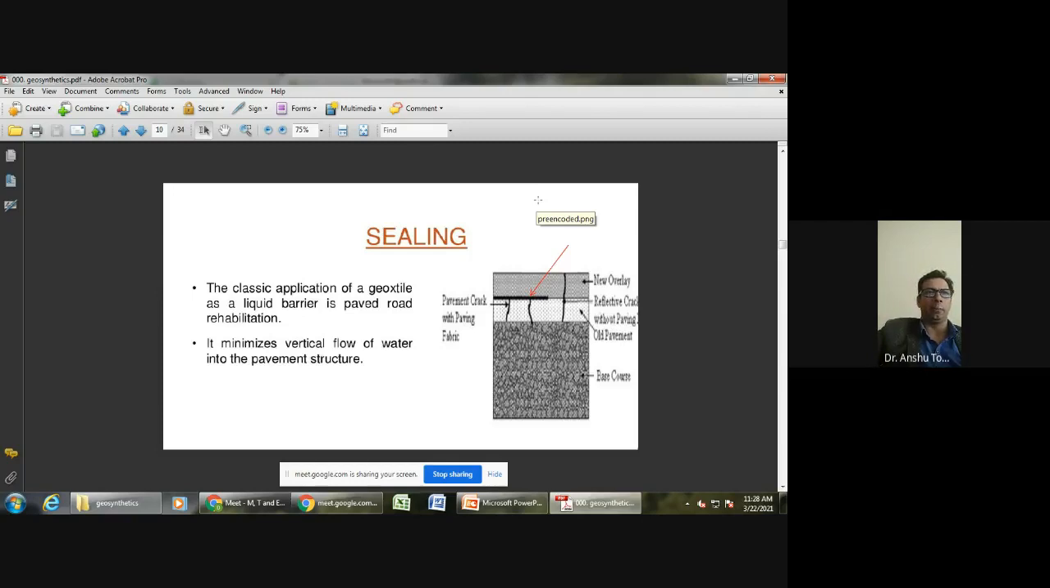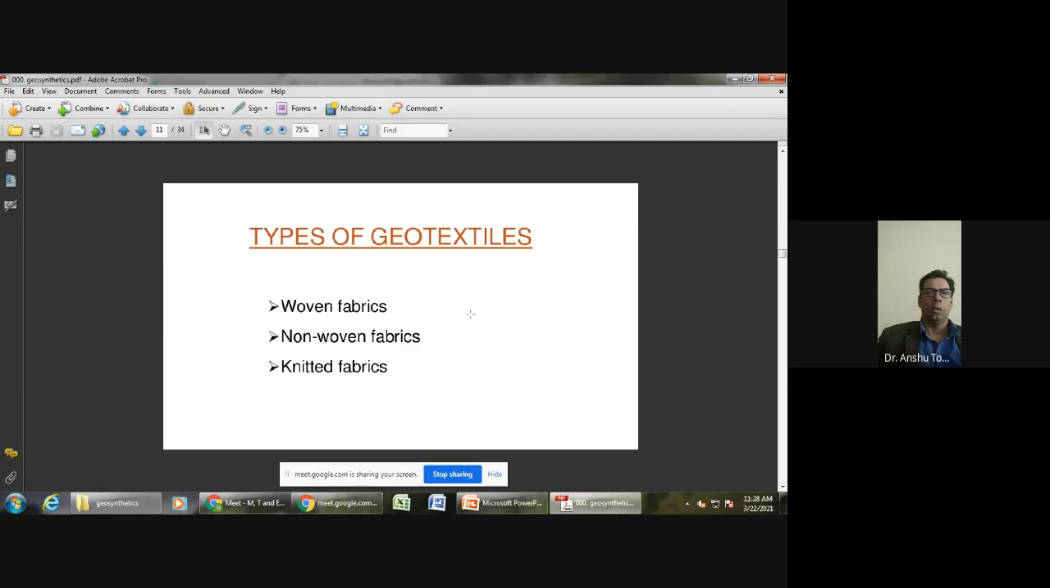So it will not let the water pass through it. As it has been shown here, you are having a crack at a local location, which is not extending throughout. So this pothole can be rectified. It minimizes vertical flow of water into the pavement structure. Types of geotextiles: woven fabrics, non-woven fabrics, and knitted fabrics.